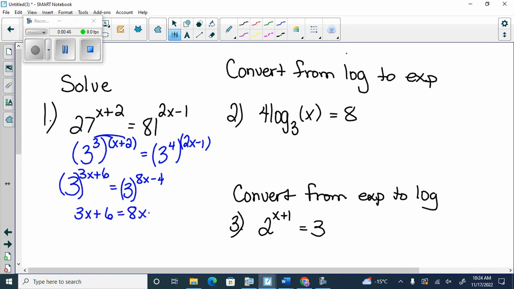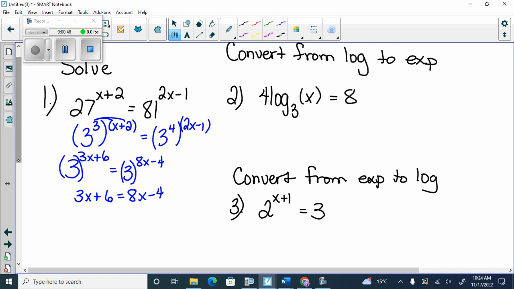You have to pick an x to move to one side, so I'm going to subtract the 3x over, because I'm not taking more than 3 seconds deciding which x to move. 6 equals 5x minus 4. Add 4. 10 equals 5x. So x equals 2.